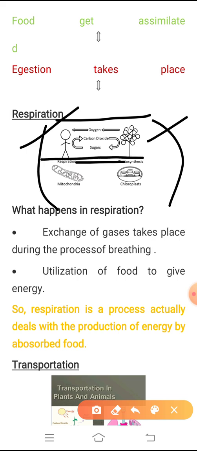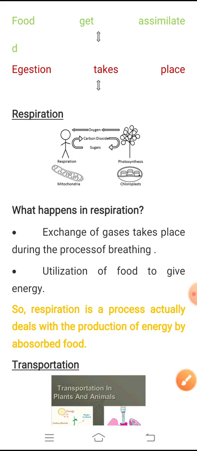What exactly happened here? The exchange of gases took place. This is the process of breathing, which I have been discussing. Once the exchange of gases took place, what happened? The next process is that the gases which have been absorbed into the body are utilized, meaning they are used for the food to give the energy.